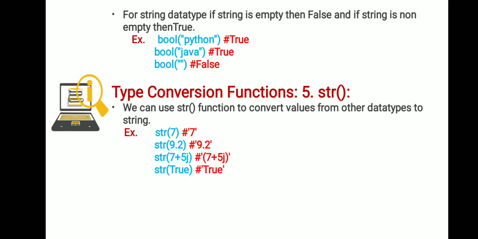Then bool of just a double quote, so this is an empty string, and an empty string will be converted to false. So this is all about the boolean type conversion function. Now we'll see the last type conversion function, that is string.